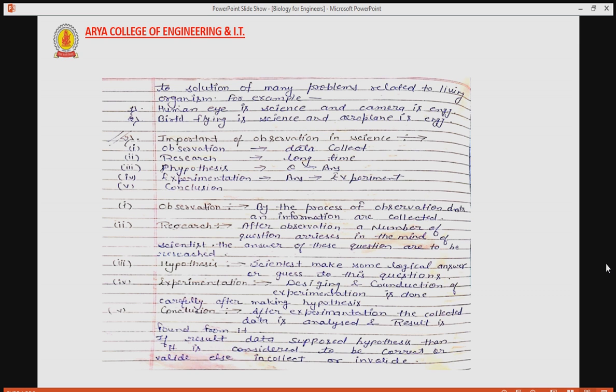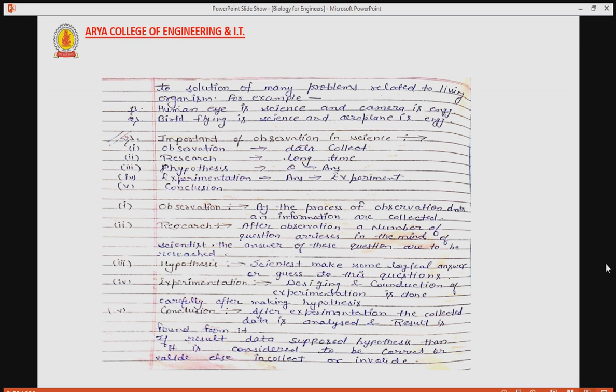The importance of observation in science: whatever we discover, we research, it all comes from observation. So observation is the first step for research, and then further observation, research, hypothesis, then experimentation, and the last one is the conclusion. By the process of observation, data and information are collected, and in research, after the observation, a number of questions arise in the mind. The answers to these questions are to be researched.